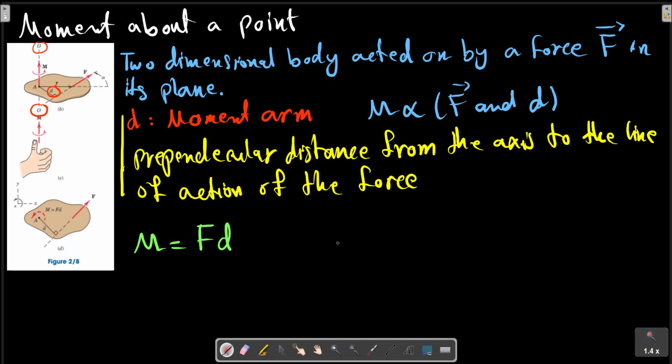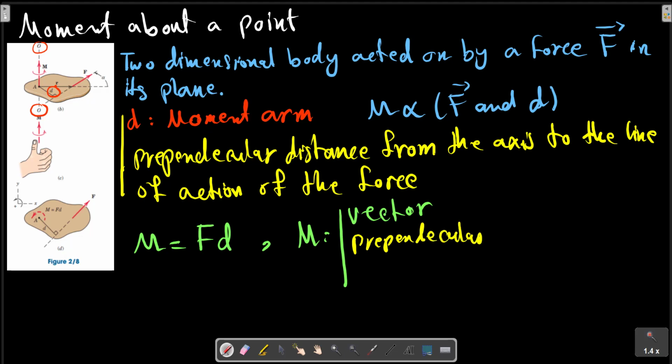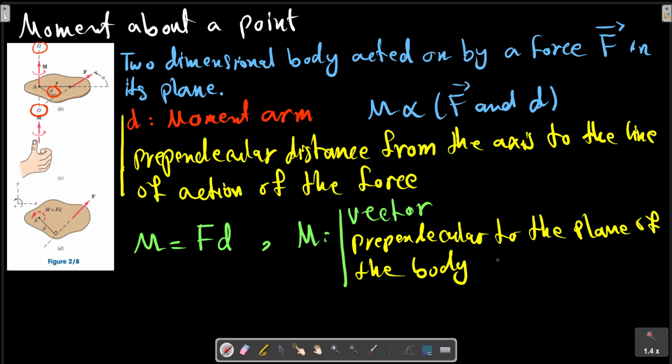The moment is a vector M perpendicular to the plane of the body. The sense of M depends on the direction in which F tends to rotate the body.